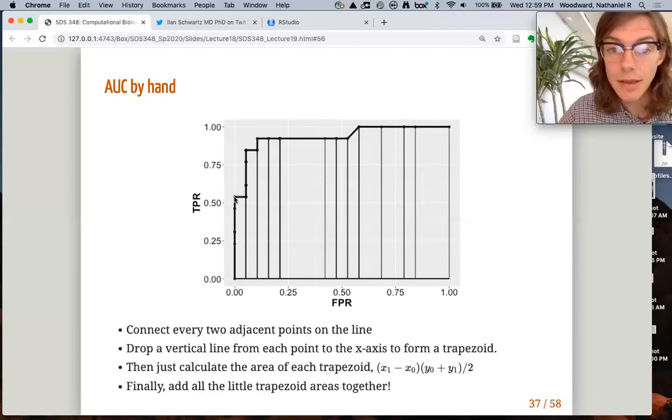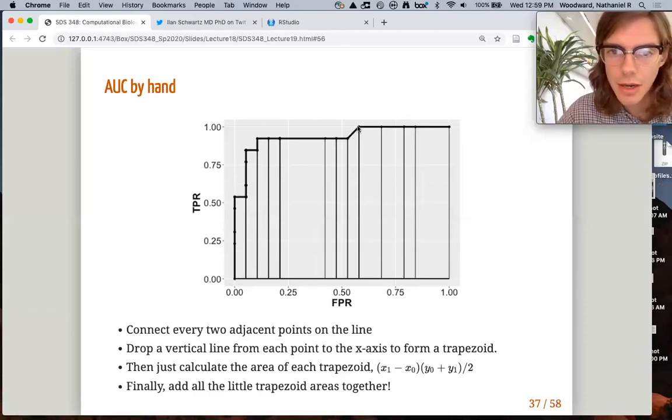You could take the difference between the x values to get the base, and then you could get the height, or you can take this edge plus this edge divided by 2 to get the average height of the trapezoid. And if it's a rectangle, it's just base times height.